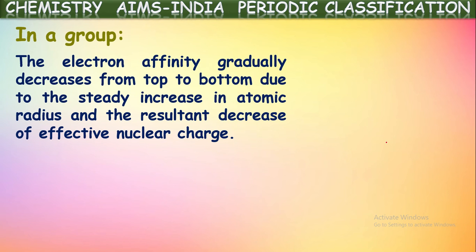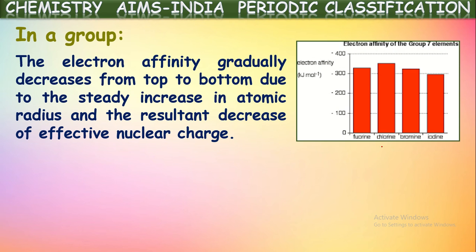In a group, electron affinity gradually decreases from top to bottom due to the steady increase in the atomic radius and the resultant decrease of effective nuclear charge. What happens in case of a group? In a group from top to bottom, atomic size increases because the number of shells increases from one element to another. As size increases, nuclear charge decreases and hence attracting power decreases. So electron affinity also decreases in a group from top to bottom gradually.